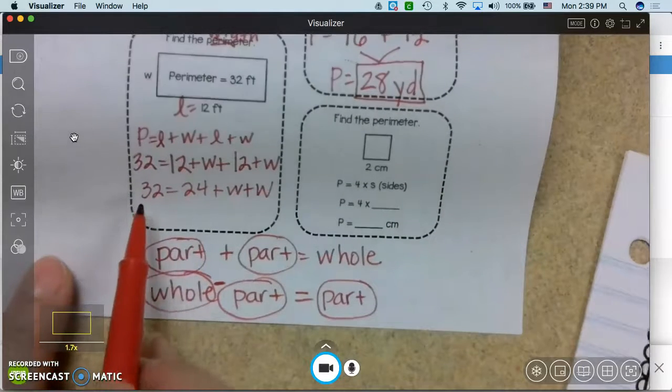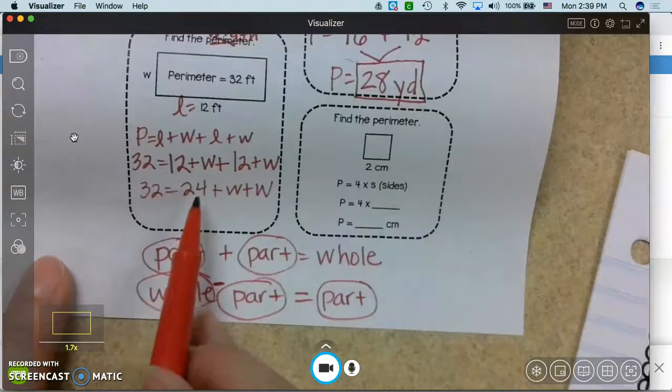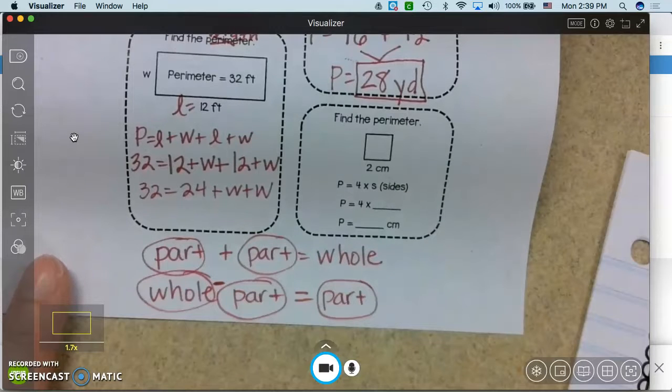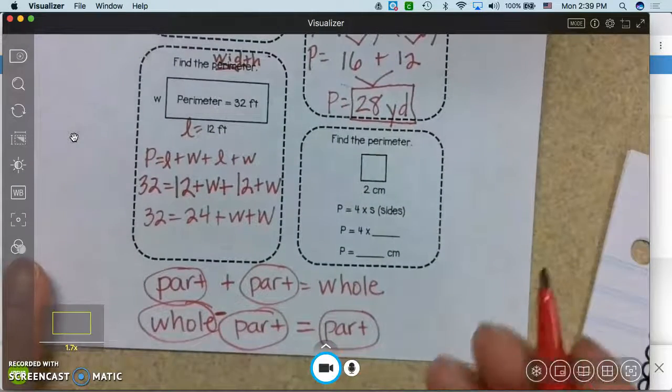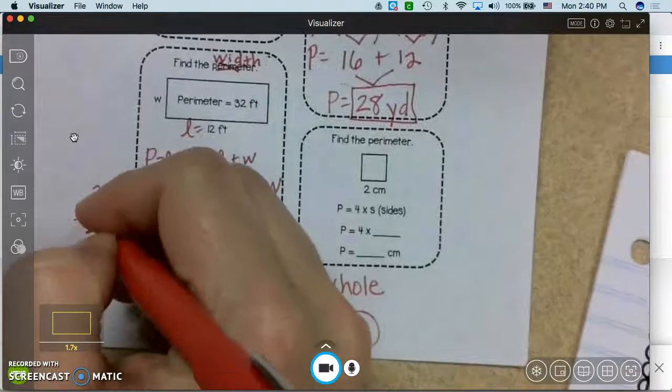So I have the whole thing here. The whole thing is 32, and I have part of it is 24, and the other part is 2 W's. So what could I do to try and get me closer to my answer of width? Evelyn, what would you subtract? Good. So if I do 32 minus 24, that's going to tell me what my 2 W's are.